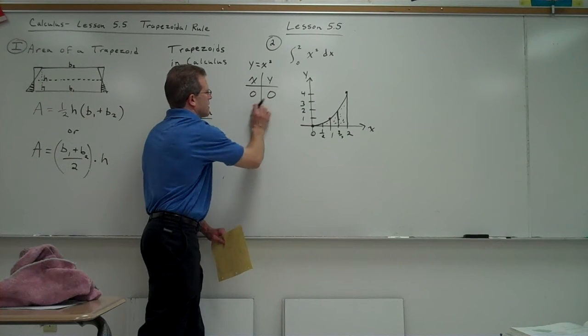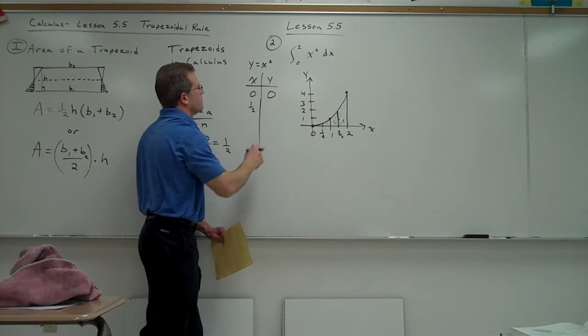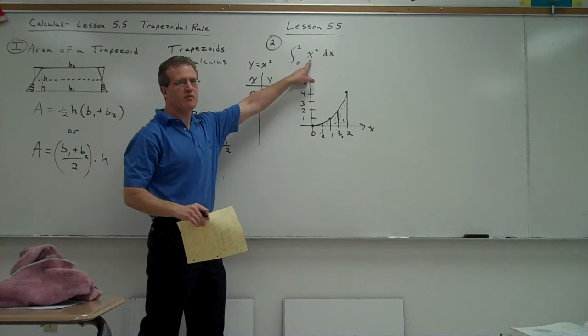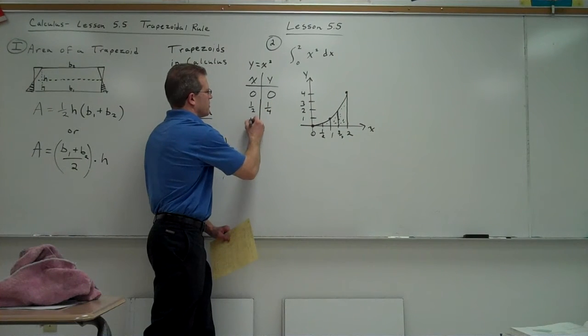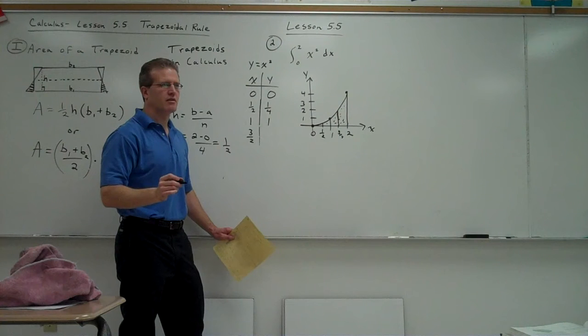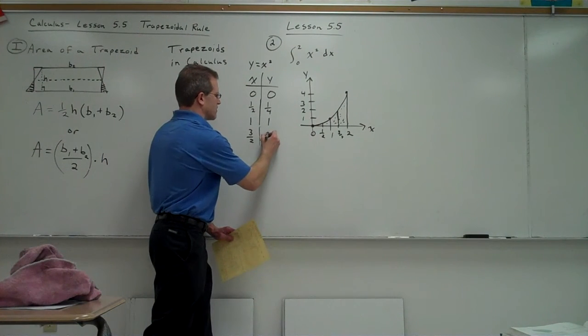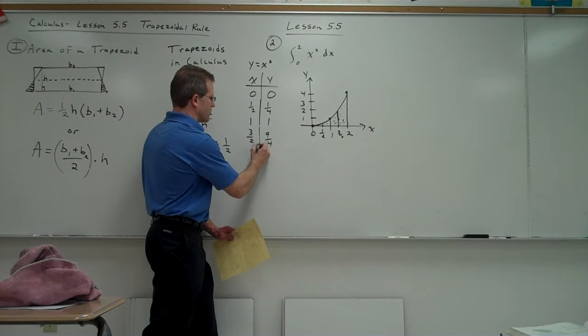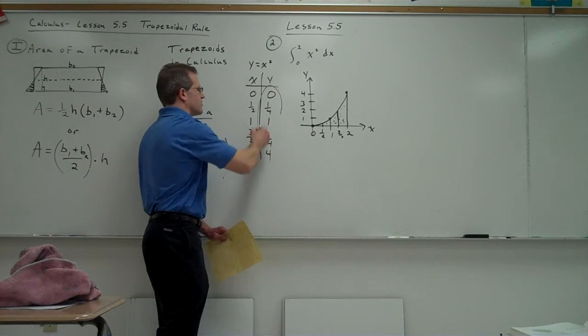Let me rewrite my table here to make this better. Let's put in a half right here. What's a half squared? A half of a half? A fourth. Now we'll put in 1, we get 1. How about 3 halves? What's 3 halves squared? 9/4. Yep, 3 halves times 3 halves is 9/4. And then we put in our 2 and we get 4. These are the y coordinates I'm going to need for the trapezoidal rule.